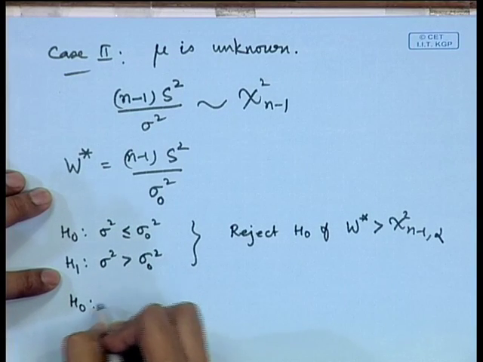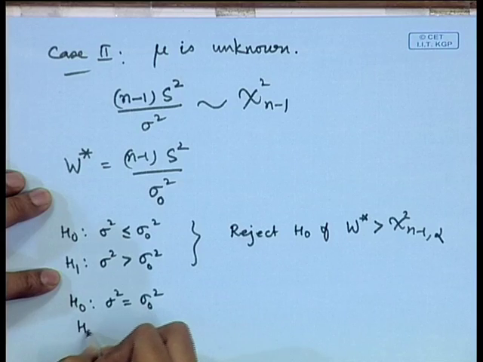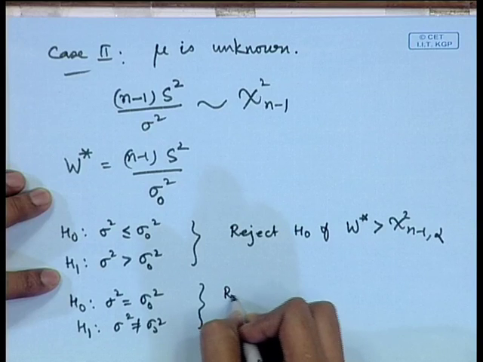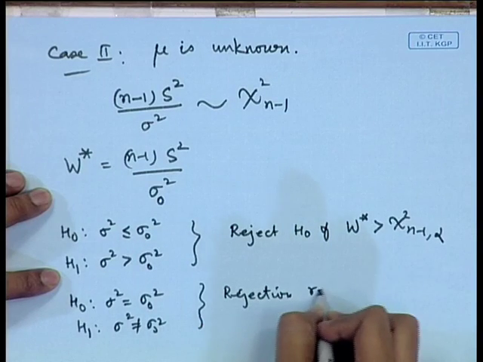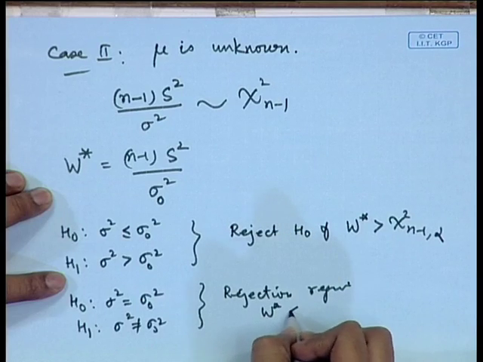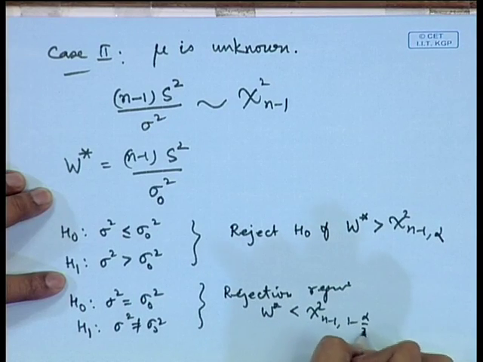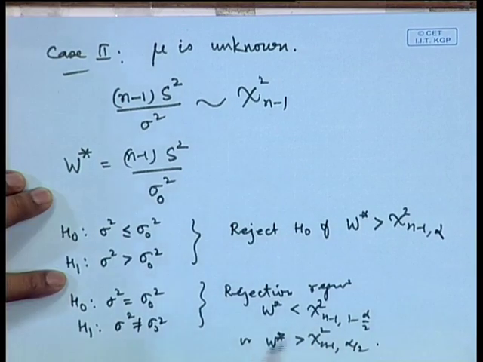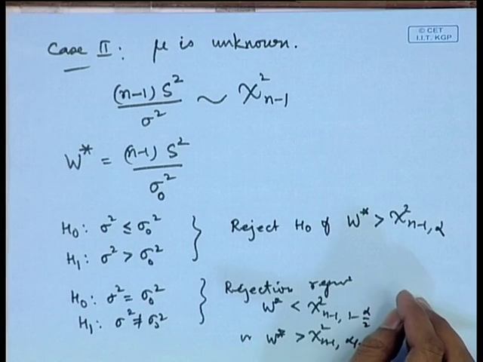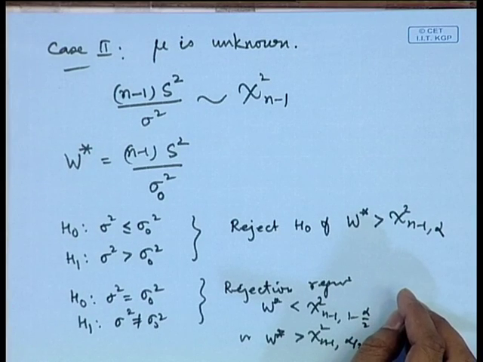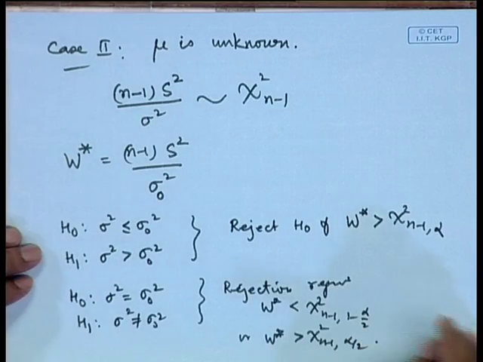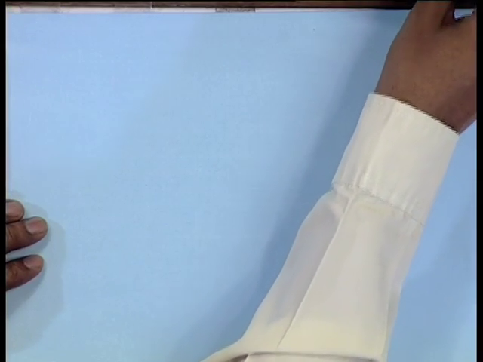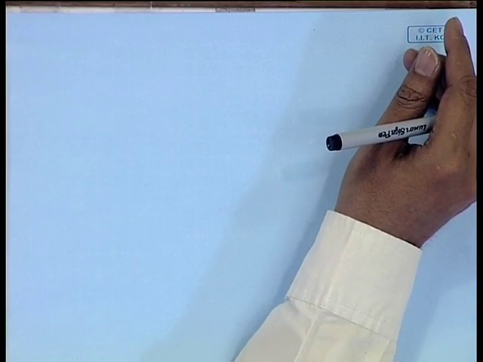Suppose we are looking at two sided hypothesis, sigma square is equal to sigma naught square against H 1 sigma square is not equal to sigma naught square, then the test function will be, the rejection region will be W star less than chi square n minus 1 minus alpha by 2 or W star greater than chi square n minus 1 alpha by 2. Let us look at the examples here.